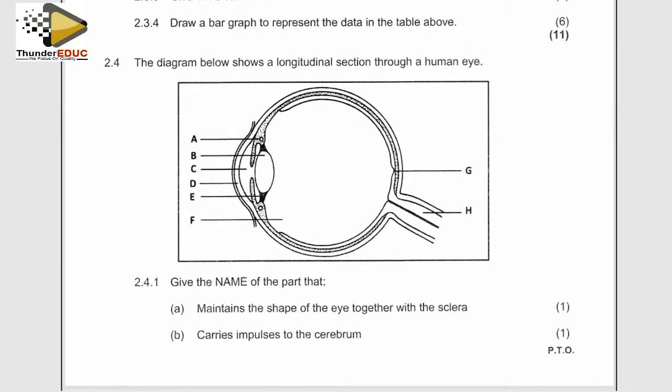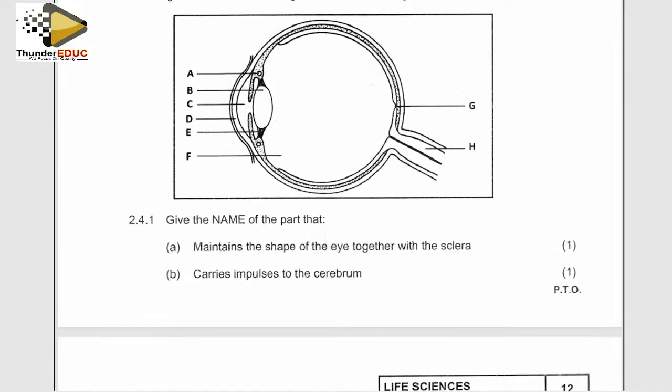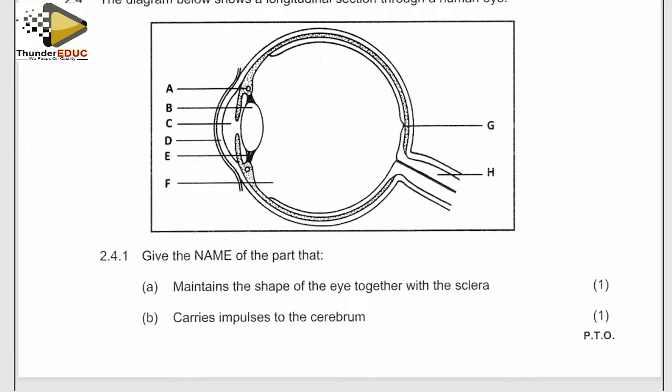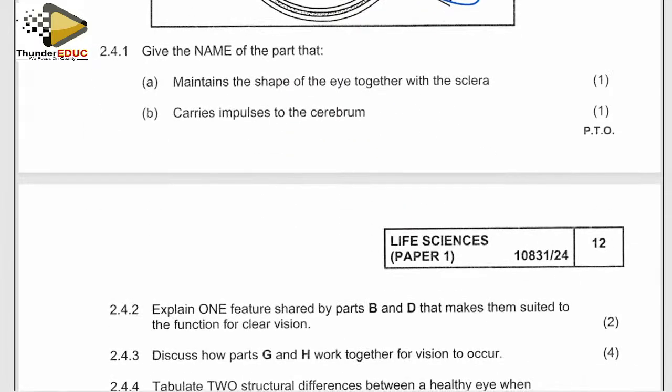So that is it. The diagram below shows the longitudinal section of the eye. Okay, cool. They're saying give the name of the part that maintains the shape of the eye. This is exactly the same thing I said yesterday, that when they come to the eye, know everything, but make sure that before you go to the paper you know this. So the part that maintains the shape of the eye is this which you call the vitreous humor. Carries impulse to the cerebrum. Then you talk about this H, which is optic nerve.